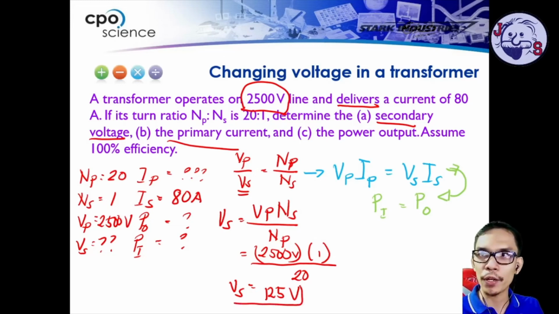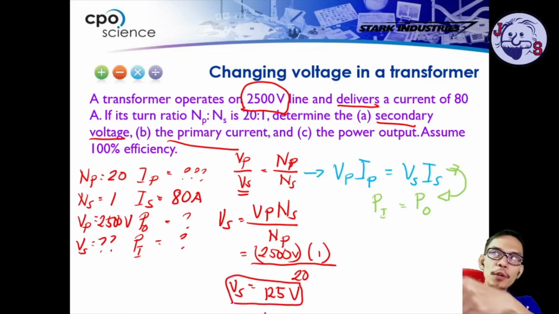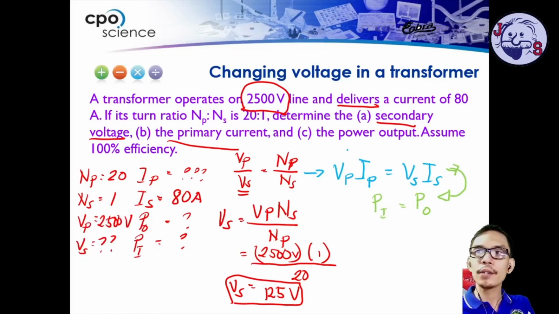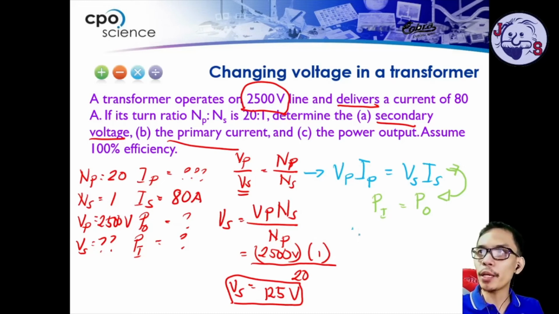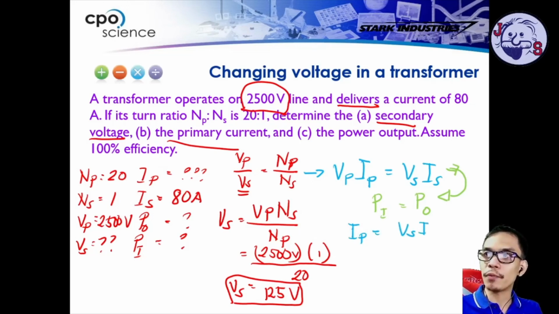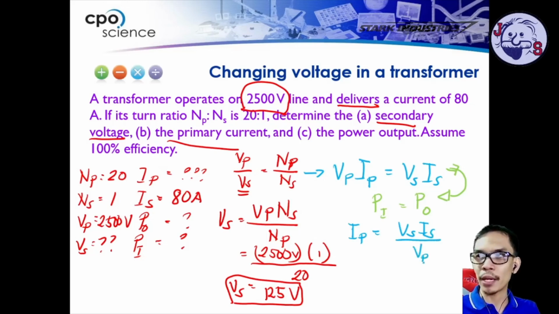Alright, so we have now your answer here. Since we have the 125, we can now use the voltage and current formula over here. We are looking for the primary current. So Ip is equal to voltage secondary times current secondary over voltage primary.